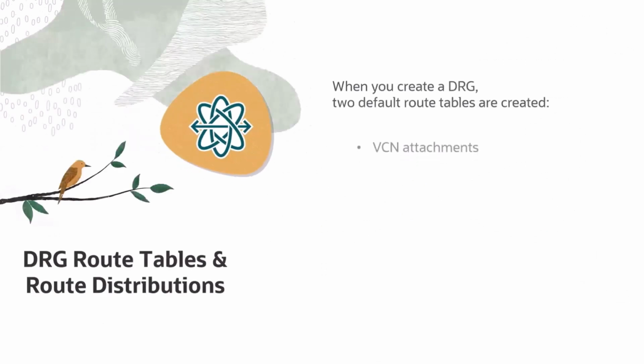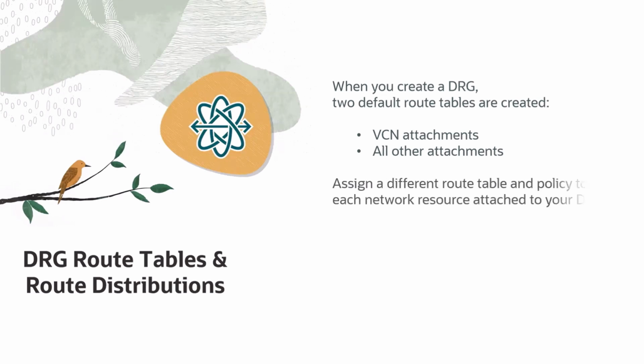So let's also talk about the DRG route tables and route distributions. Whenever you create a DRG, two default route tables are going to be created: one for the VCN attachments and one for all other attachments. Although there are two default route tables created, you can create a DRG route table and then associate it with the network resource that is attached to your dynamic routing gateway. So that option is always there. And we also talked about equal cost multipath routing in the whiteboarding.